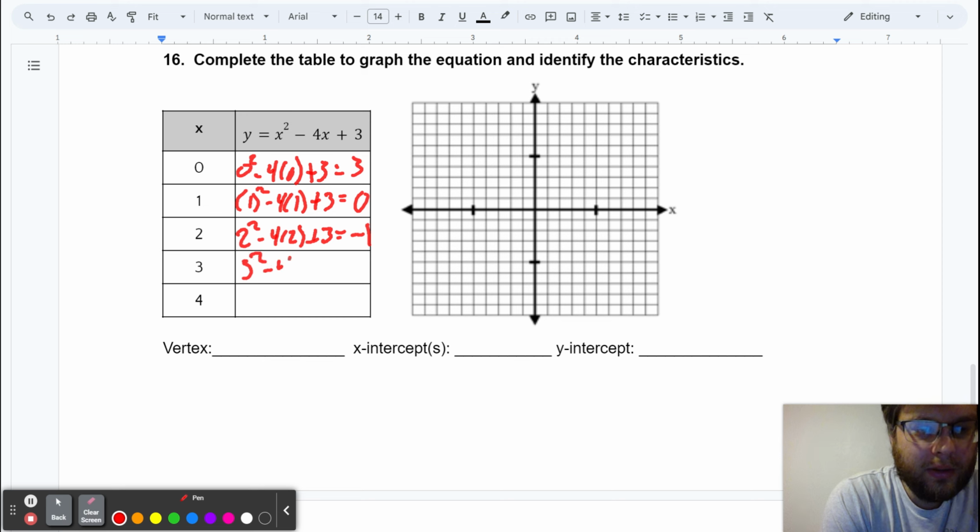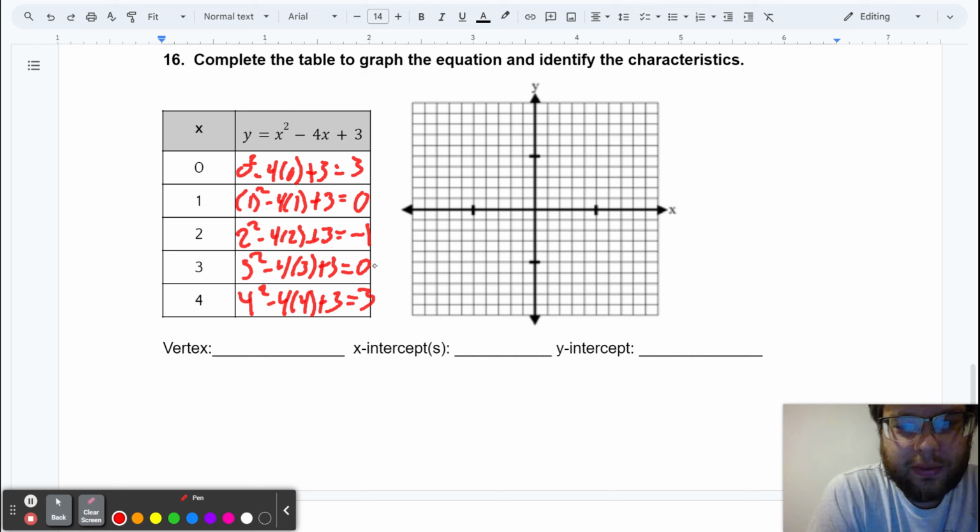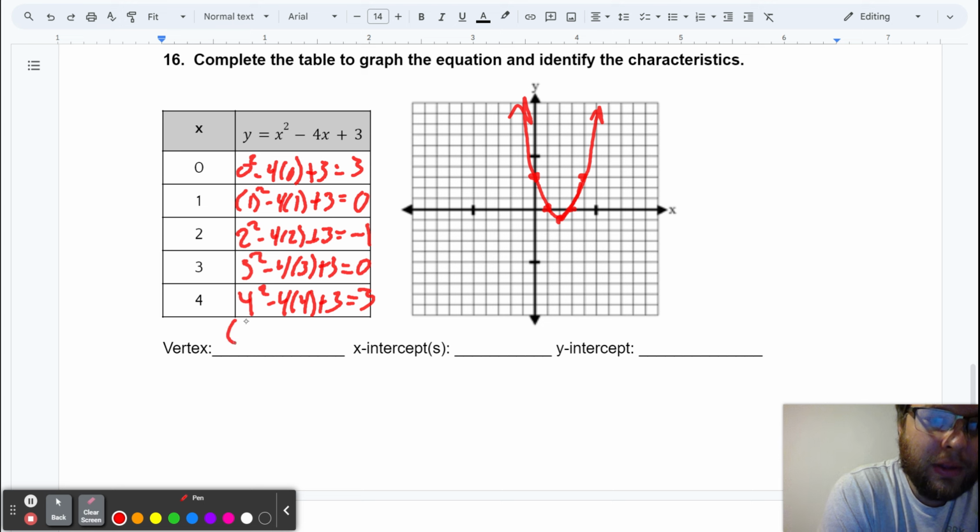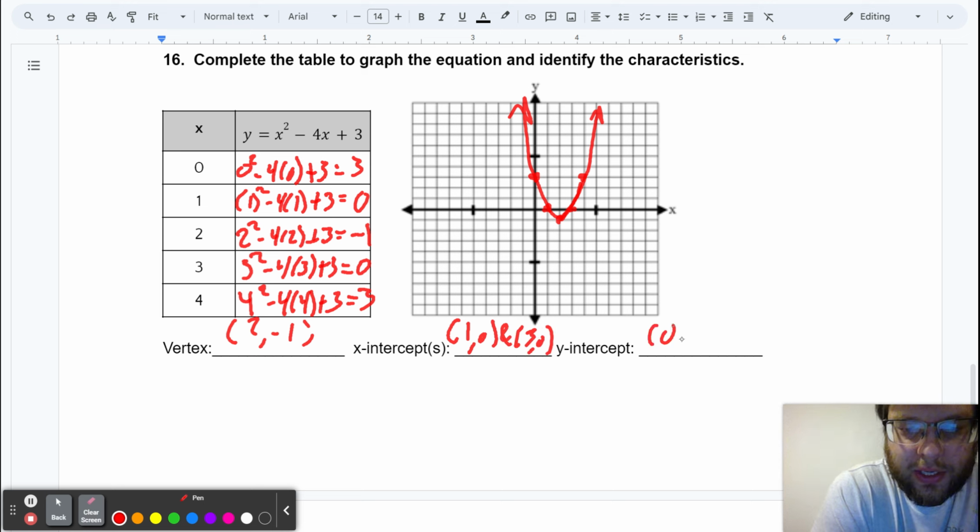3 squared minus 4 times 3 plus 3. 3 squared is 9. 4 times 3 is 12. 9 minus 12 plus 3, 0. 4 squared minus 4 times 4 plus 3. 4 squared is 16, and so is 4 times 4. So we end up with an answer of 3. So I'm just connecting the dots for the answers I just got. My vertex is 2, negative 1. My x-intercepts are 1, 0, and 3, 0. My y-intercept is 0, 3.